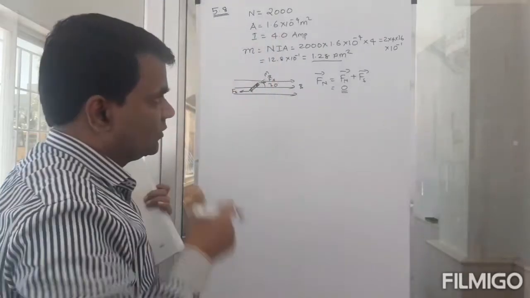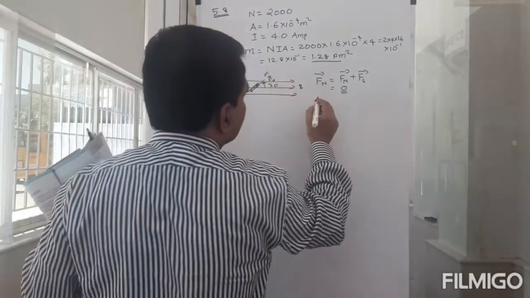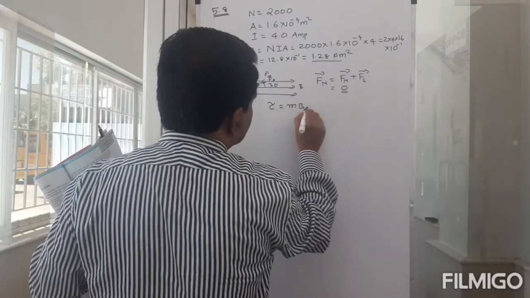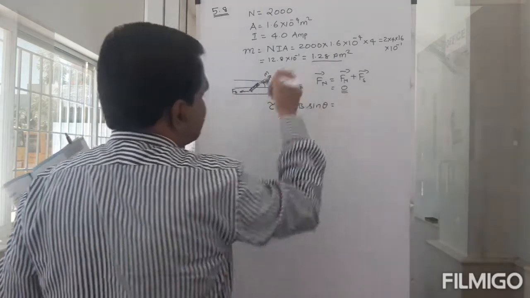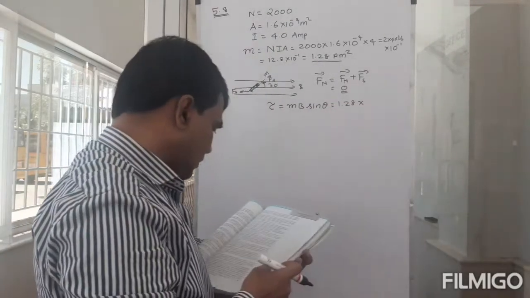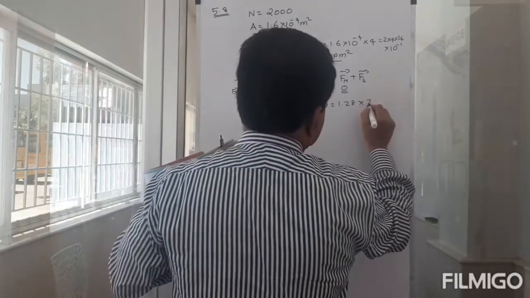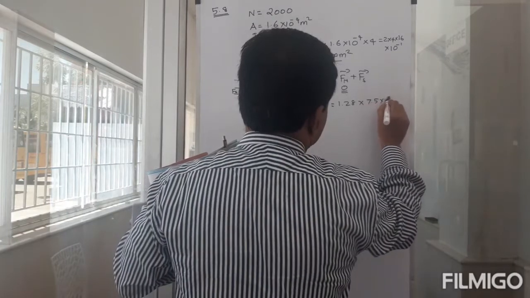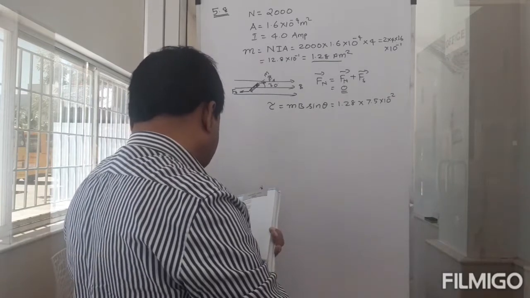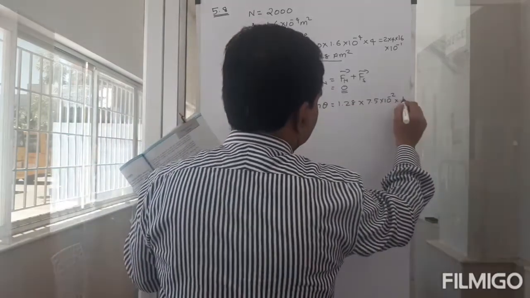But what about the torque? The torque is not 0 because it will start rotating, right? It will start rotating. So the torque is given by this expression mB sine theta. What is m? It's 1.28 ampere meter square. What is B? The B is 7.5 into 10 power minus 2 Tesla, and the angle's sine 30 is 1 by 2.